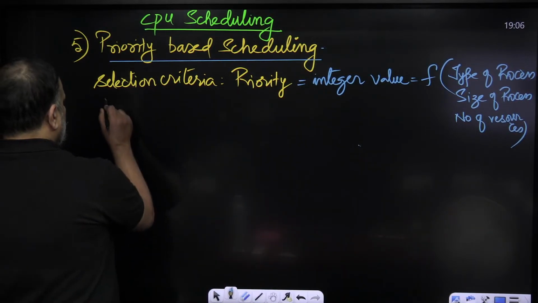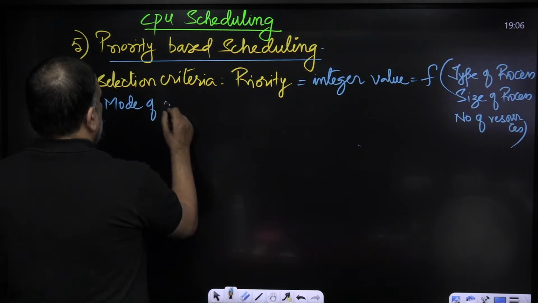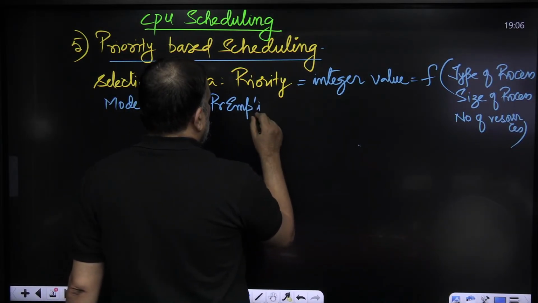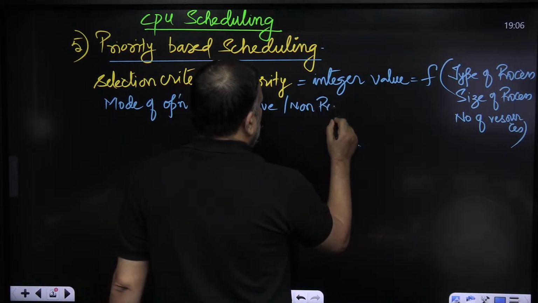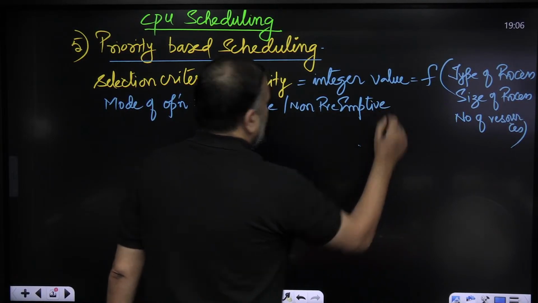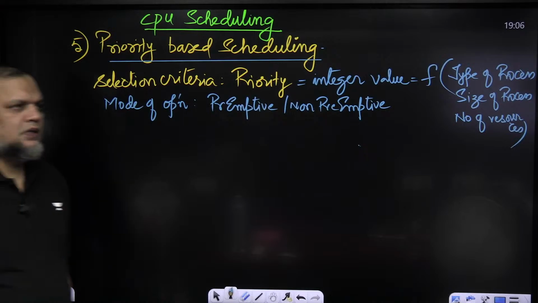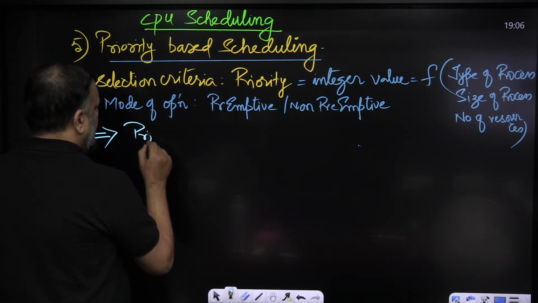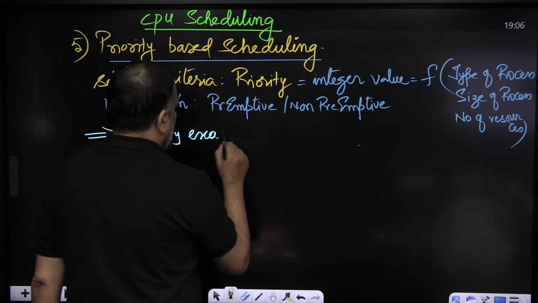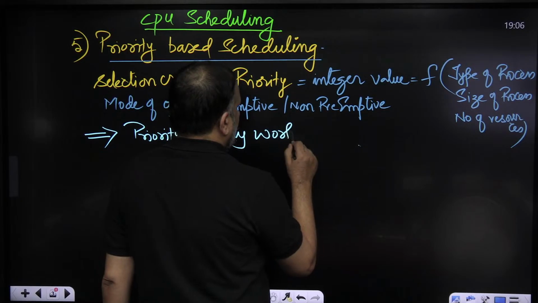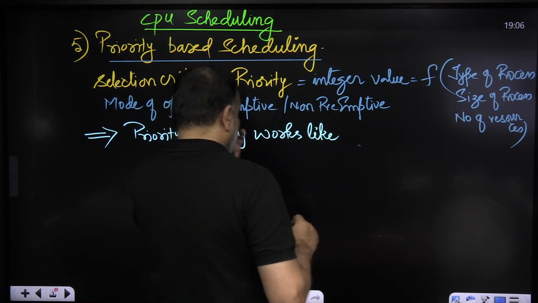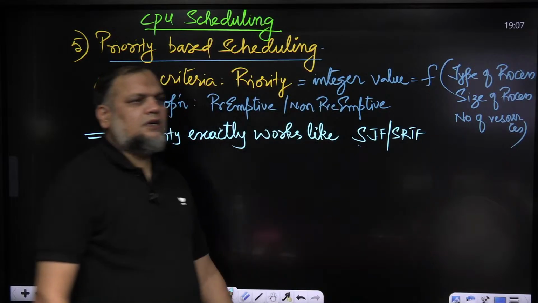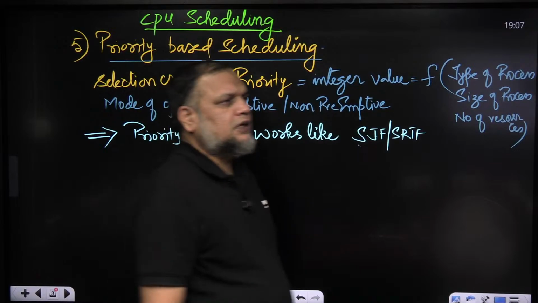And mode of operation, boys and girls, the mode of operation of this scheduling technique is either preemptive or it can also operate in non-preemptive. It can operate in both the modes, preemptive mode as well as non-preemptive mode. And boys and girls, I would like to emphasize that the working of this scheduling technique is exactly like SJF. So therefore, I would say priority exactly works like SJF and SRTF. By default, SJF is non-preemptive and SRTF is preemptive. So it works essentially just like SJF.